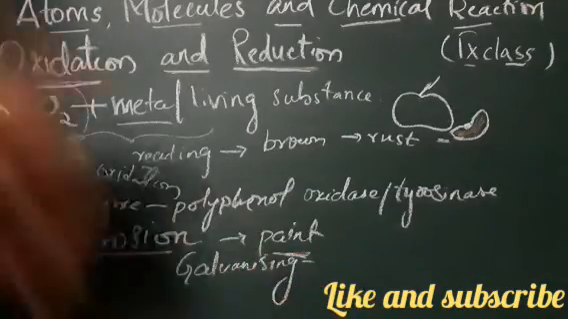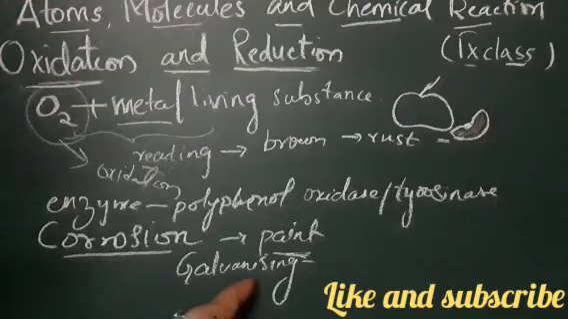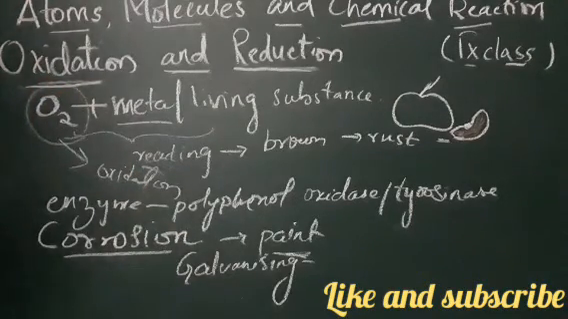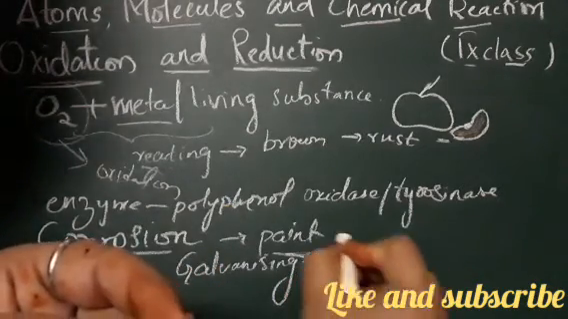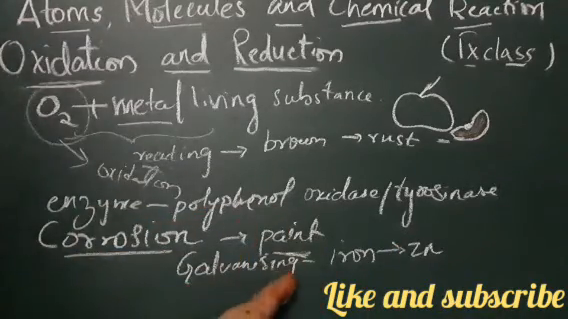Galvanizing is a method where we are protecting metals from oxidation. For example, it protects iron from rusting by coating the iron with a zinc layer. So that is called galvanization.